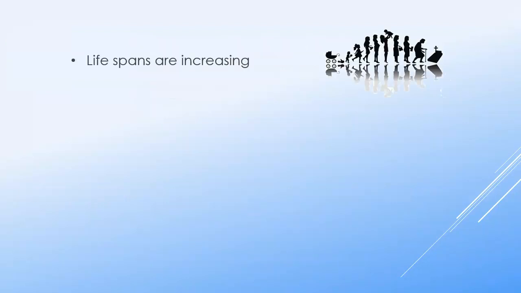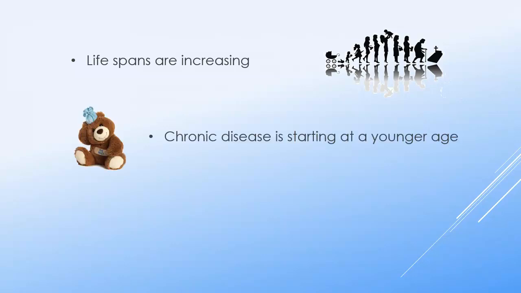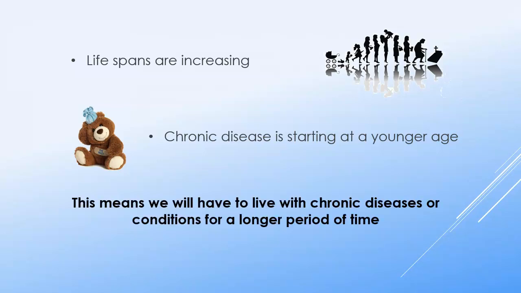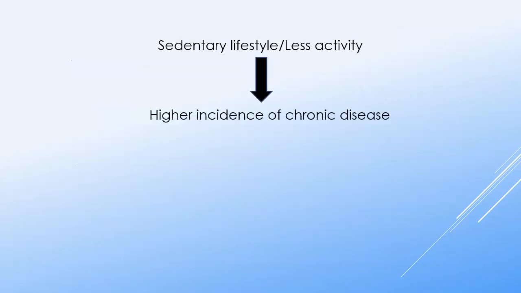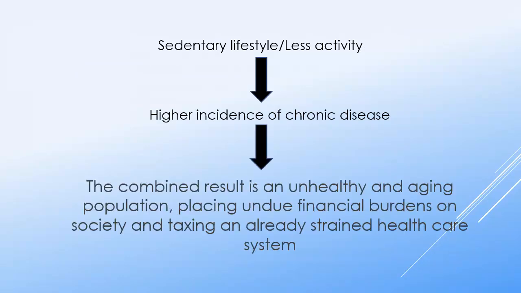So, interestingly, at the same time, our lifespans are increasing from about 70 years of age in 1970 to almost 79 now. However, due to lifestyle shifts, poor nutrition, and increased inactivity, chronic disease is now starting at a younger age, meaning we will have to live with chronic disease for a longer period of time. So the sedentary lifestyle, less activity, has led to a higher incidence of chronic disease, and the combined result is an unhealthy and aging population placing undue financial burdens on society and taxing an already strained healthcare system.